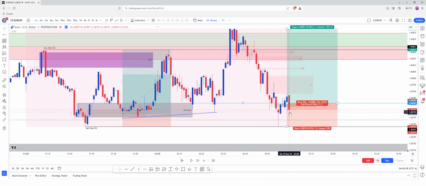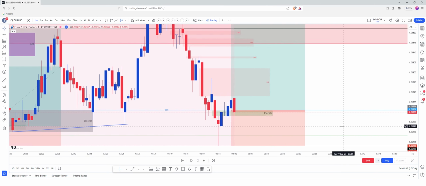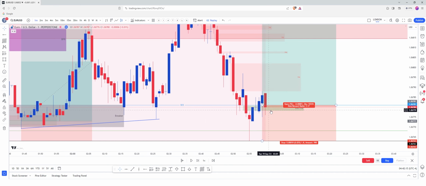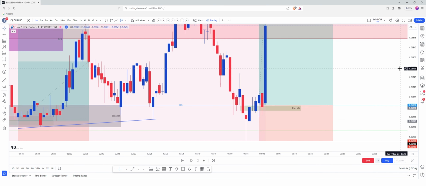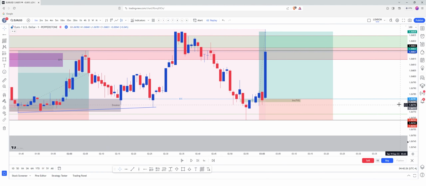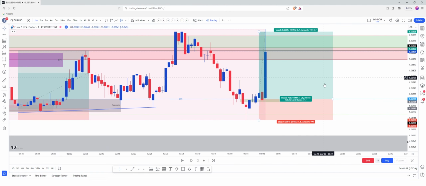So the new hour opens up, comes into the inverted fair value gap, holds it perfectly. So we're watching this inversion fair value gap. 50% of it has been respected at the start of the 3 AM candle, and then price rockets away. Within 1 minute, sweeps the high.